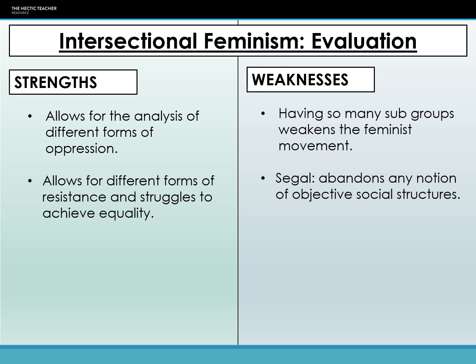However, with so many subgroups saying, well, this is our form of oppression, or this is our form of oppression, and this is our form of patriarchy, it weakens the feminist movement because it's looking at the nuances rather than the big picture. And Siegel suggests that it abandons any notion of objective social structures by seeing oppression and patriarchy in so many different ways. It's not taking an objective macro view of society.